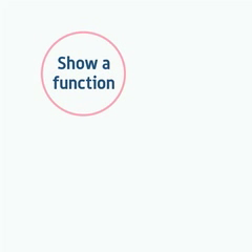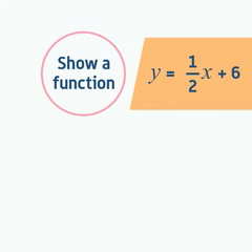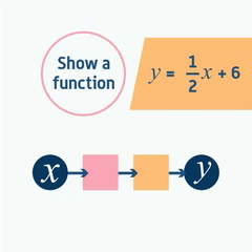You may be asked to draw a number machine or function machine to show a function. For example, y equals half x plus 6. X is the input and y is the output. Fill in the rest of the function machine. The first thing that happens to x is halving, so times half goes in the first box. The second thing is add 6, so that goes in the second box.